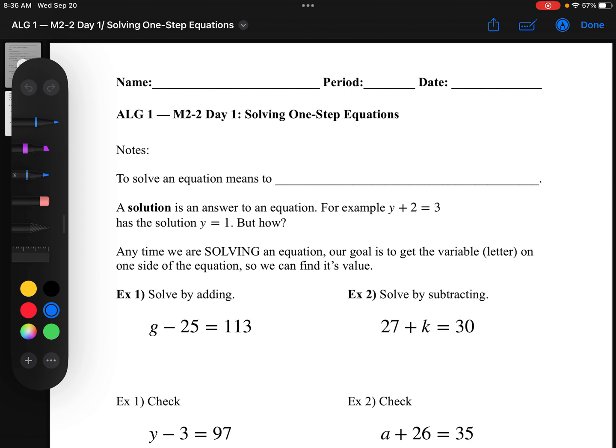So if you have the guided notes in front of you, what I'd like you to do is put your name on it, and the date, and the period, okay? So we're going to jump right in.